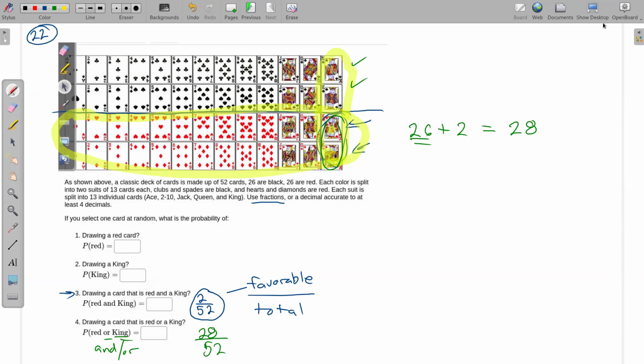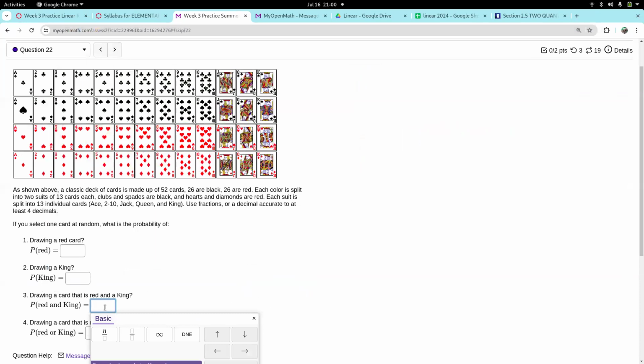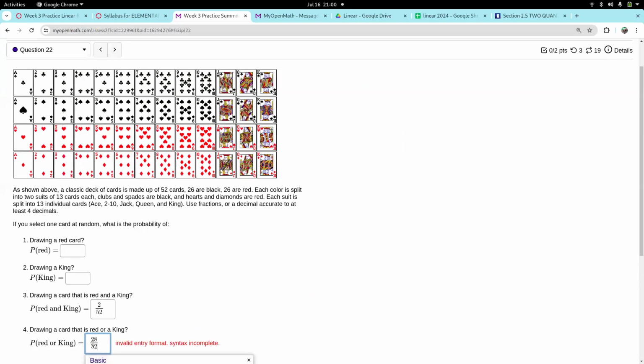So let's go see what the online homework system thinks about that. So down here, I believe there are 2 red kings out of 52 cards. And then cards that are red or a king, I believe there are 28 of them out of 52. And that's a good point. When you are typing these things, if a red message pops up, it means something's not right. Don't hit submit yet.